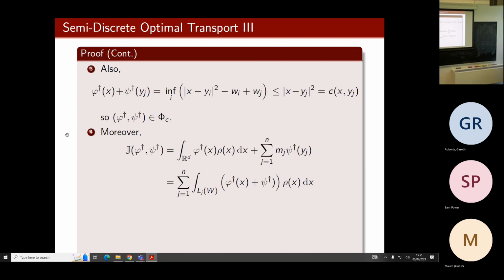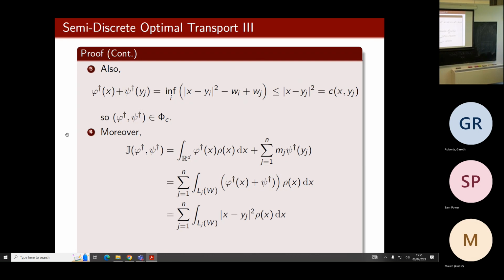So now, instead of integrating over the whole of R^D, I can write this as a sum of integrals over each part of the Laguerre set. And because I know my mass m_j is just the integral of rho over the jth Laguerre set, I can write everything as a sum over integrals over each Laguerre set.